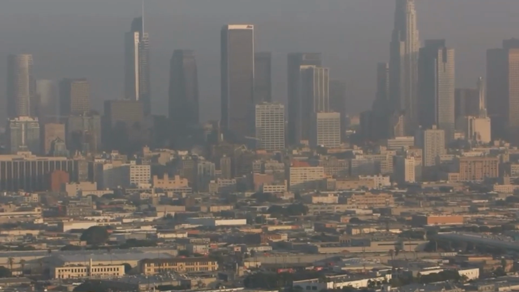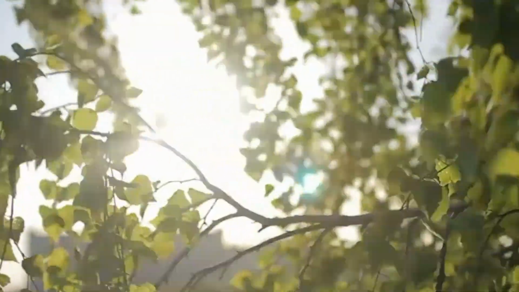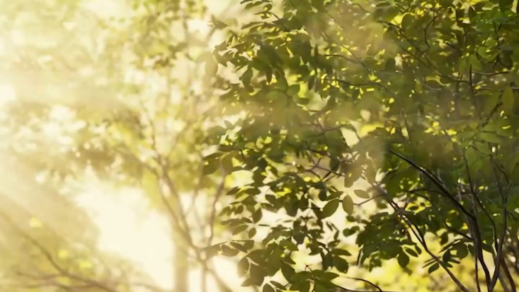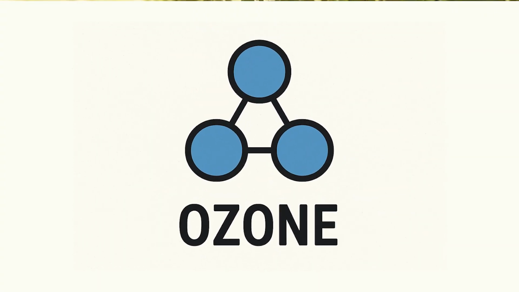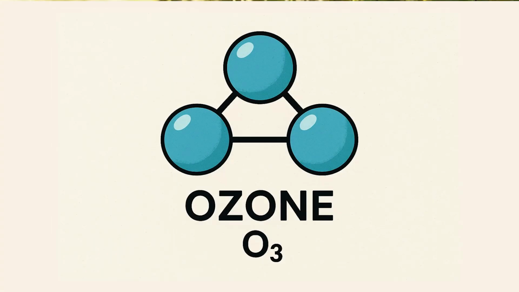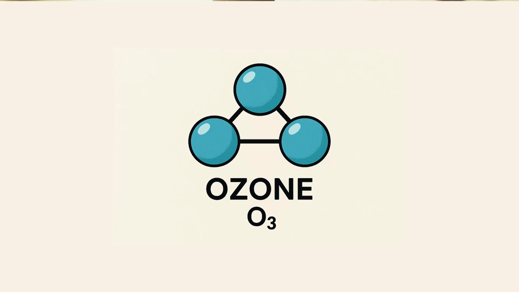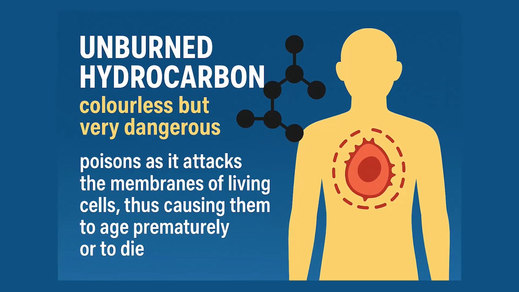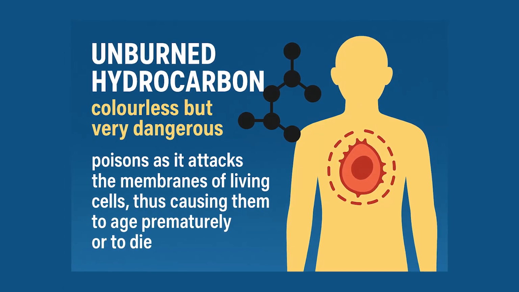The sun's ultraviolet radiation interacts with unburned hydrocarbons and NO in the atmosphere to form ozone and other products. Ozone is a molecule formed of 3 oxygen atoms. It is colorless but very dangerous and poisonous as it attacks the membrane of living cells, thus causing them to age prematurely or to die.